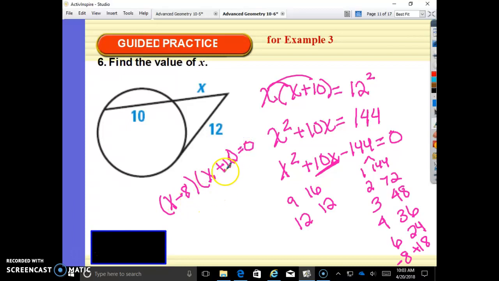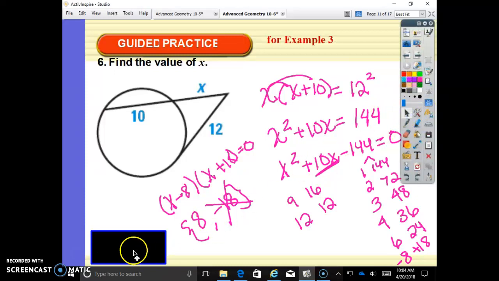Zero product property says set each factor equal to 0 and solve. X minus 8 equals 0. Add 8 to both sides. X is 8. X plus 18 equals 0. Subtract 18 from both sides. X equals negative 18. Can I have a negative length? No, so negative 18 is extraneous, leaving our solution as x equals 8.